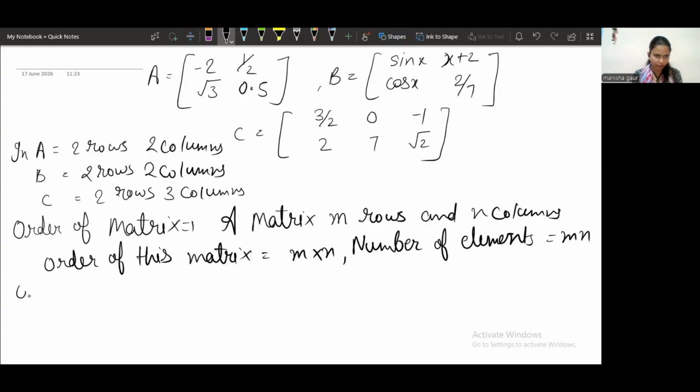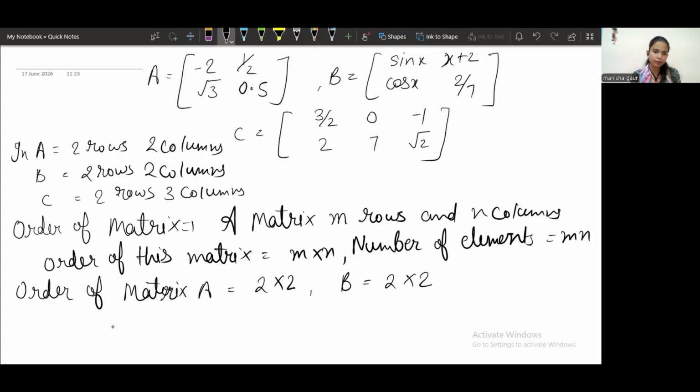If we find the order of matrix A, here two rows, two columns, it would be 2 into 2, 2 cross 2. B, 2 cross 2, same. And matrix C, it would be 2 cross 3. You always write number of rows first in order. You can't write it n cross m. It will always be m cross n.